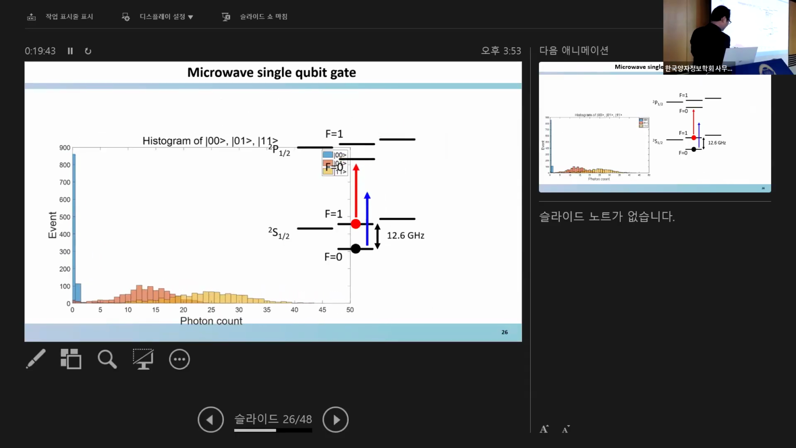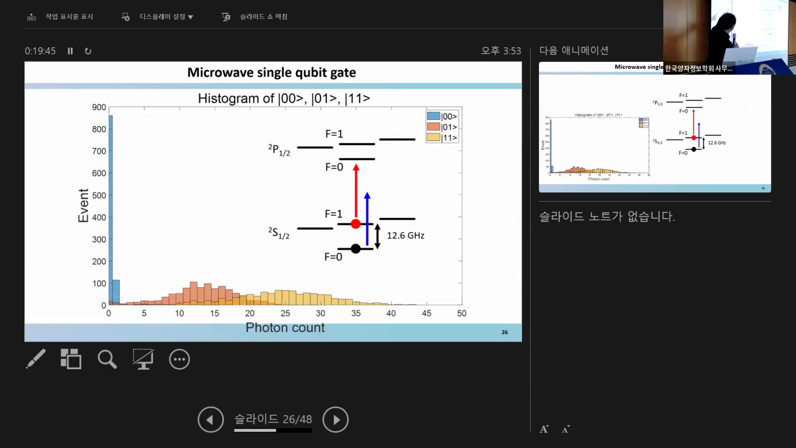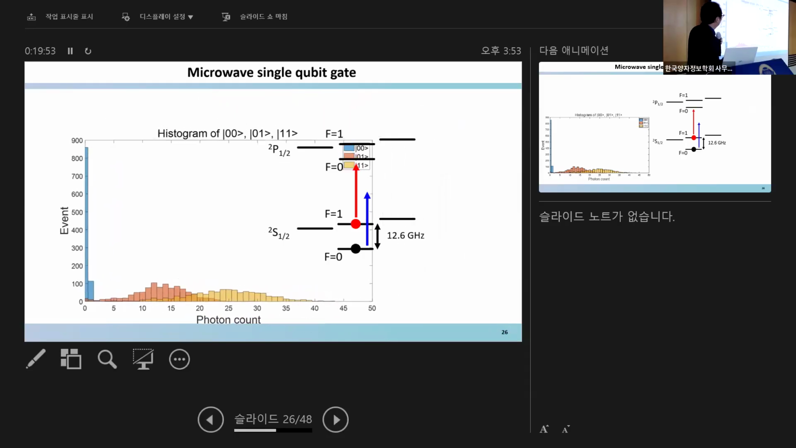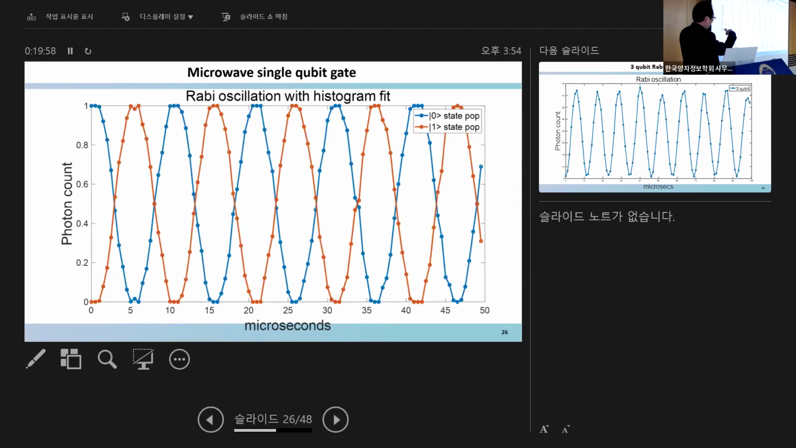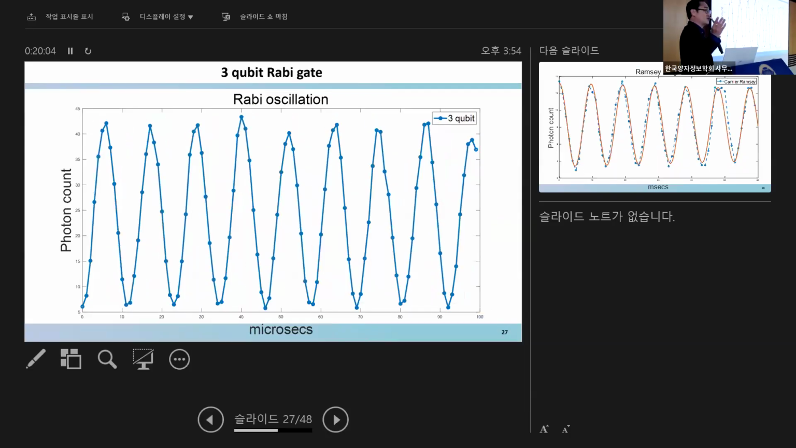So basically, here is the 0 state. This is the 1 state. That's just one state. So we basically record the histogram using a PMT, and then if you apply a microwave gate, you see Rabi oscillation with probably no decay within the measurement time window. And then again, the qubits are the same.